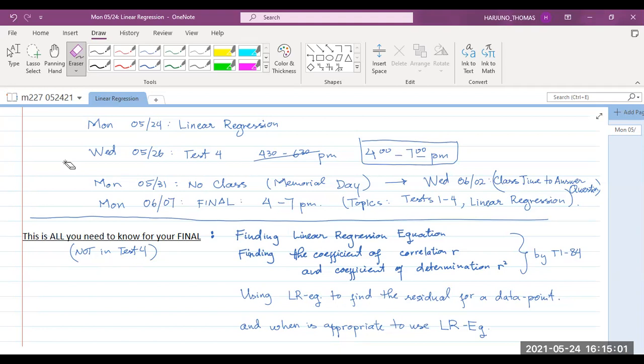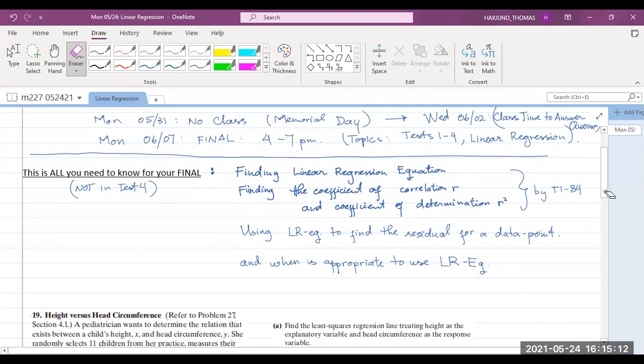Now the final will be from 4 to 7, and the topics will be everything you learned plus linear regression. Now, the linear regression part that I will ask you will be quite straightforward, and it will be based on calculator. What are those? We will be finding the linear regression equation, finding the coefficient of correlation and coefficient of determination, all of them using the TI-84.